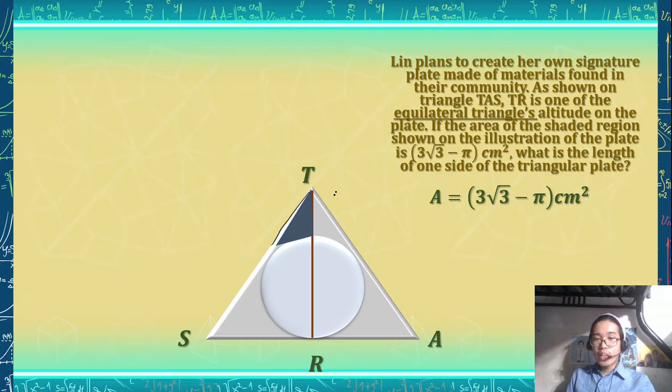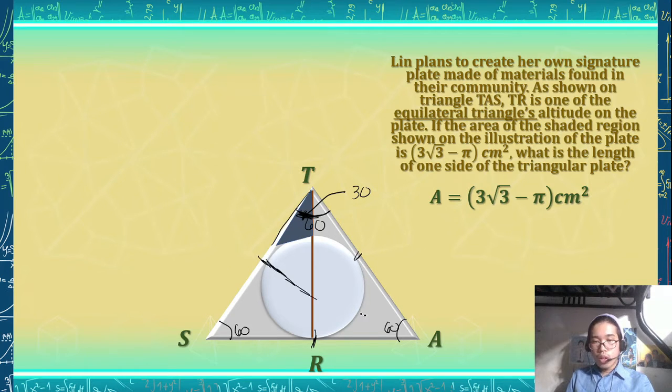So since this is an equilateral triangle, therefore it's equiangular. All of its sides are congruent, therefore all of its angles are congruent. So therefore this must be 60 degrees, 60 degrees, and 60 degrees. Okay, so if this is the height, and this acts like the perpendicular bisector, then that part must be 30 degrees. So this must be 30 degrees for this one.